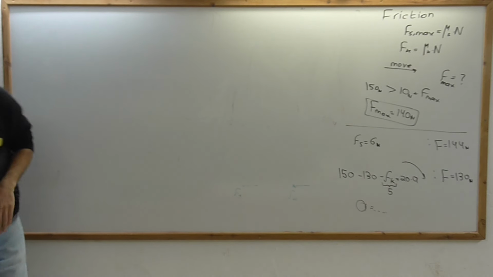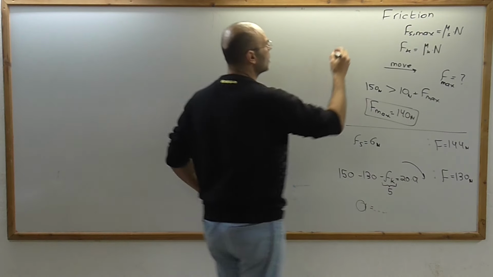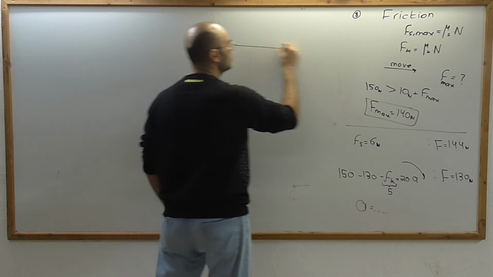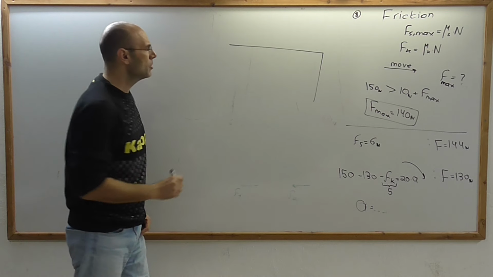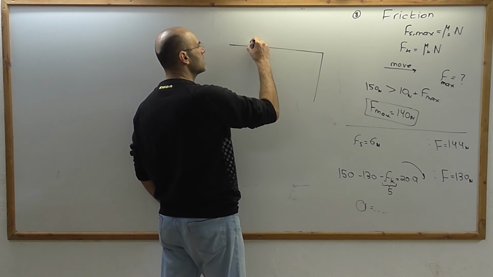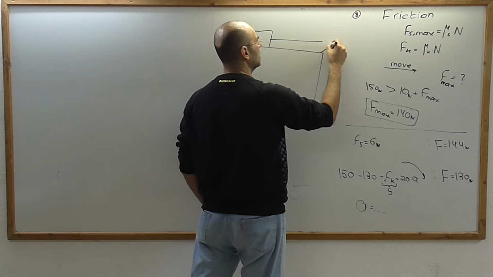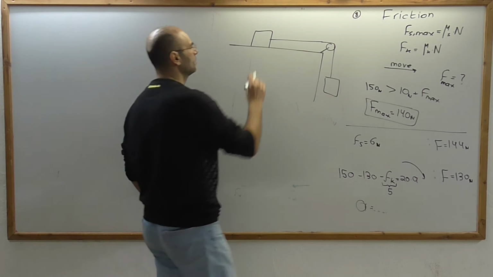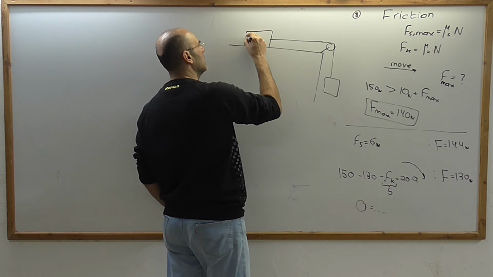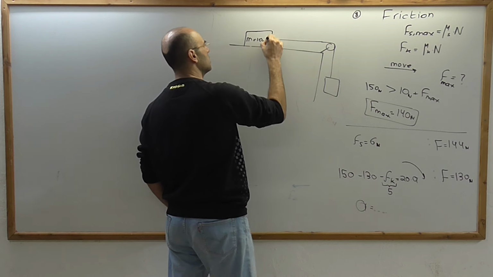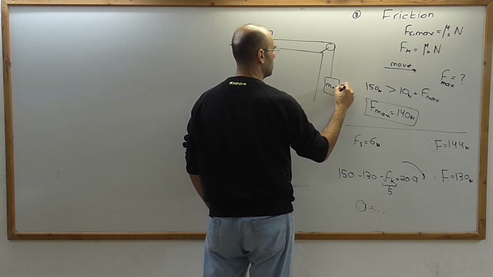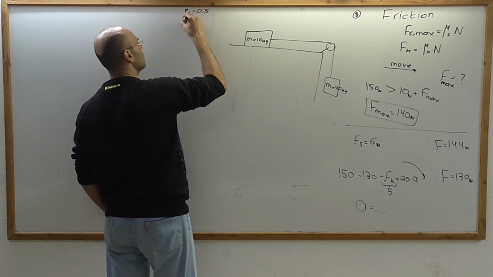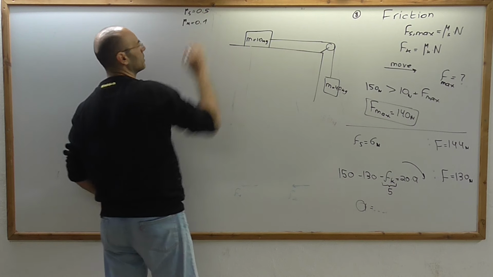Let's do another one just to show you. Let's do one more, a little bit more complex. M1 equals 10 kilograms, M2 equals 40 kilograms, mu static equals 0.5, mu kinetic equals 0.1.